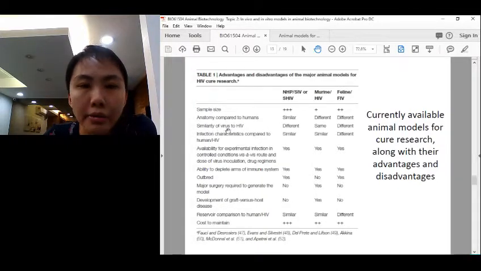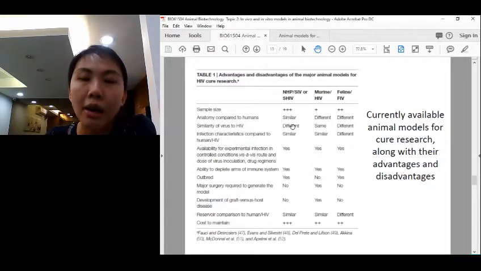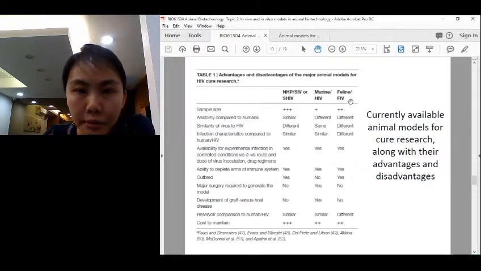So similarity of virus to HIV. As we have mentioned earlier, the non-human primate model is infected with SIV. It is not the same as HIV. However, for the murine model, it is the same virus. And for feline, it is a different virus altogether, called FIV. Okay, so infection characteristics compared to human HIV. We can see that both non-human primate and the murine model have very good similarities, hence they are used very widely. So availability for experimental infection in controlled conditions: yes, all of them.